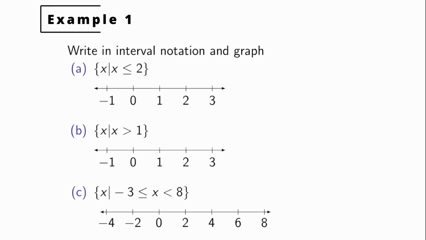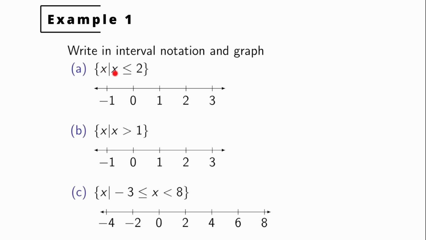Let's do an example. Here we have three sets written in set builder notation, and we want to graph these on the number line. The way we do this is by simply drawing a line over all of the values included in this set. So this is all of the x, and we usually might write x in the real numbers, but we can just write x if we assume we're talking about the real line.